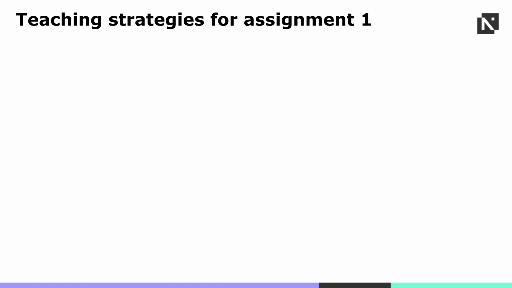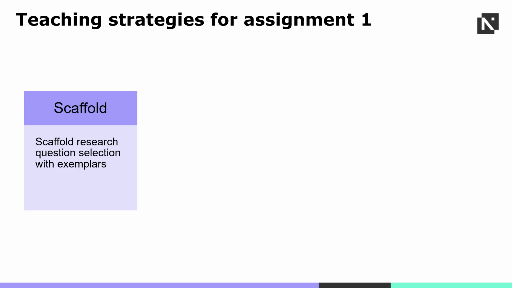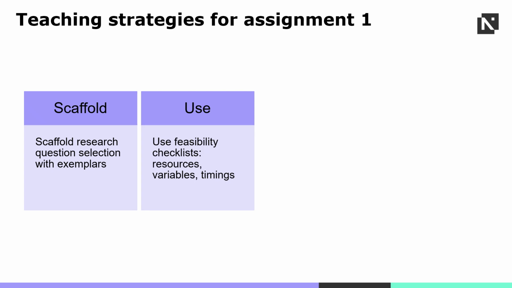So, teaching strategies for assignment 1. In response to these challenges, teaching strategies for assignment 1 should focus on 4 main areas. Firstly, scaffold the research question process by using exemplars so students learn what strong and weak questions look like. Secondly, bring feasibility into the planning stage through structured checklists that prompt learners to consider resources, timings, and variables.